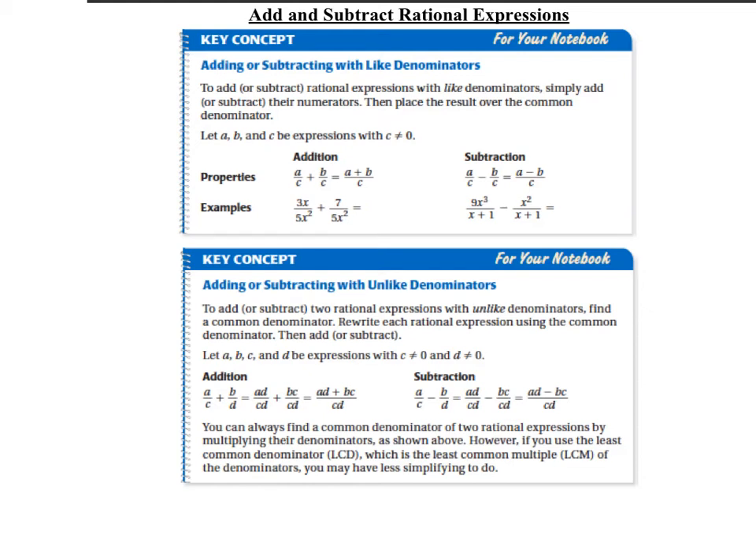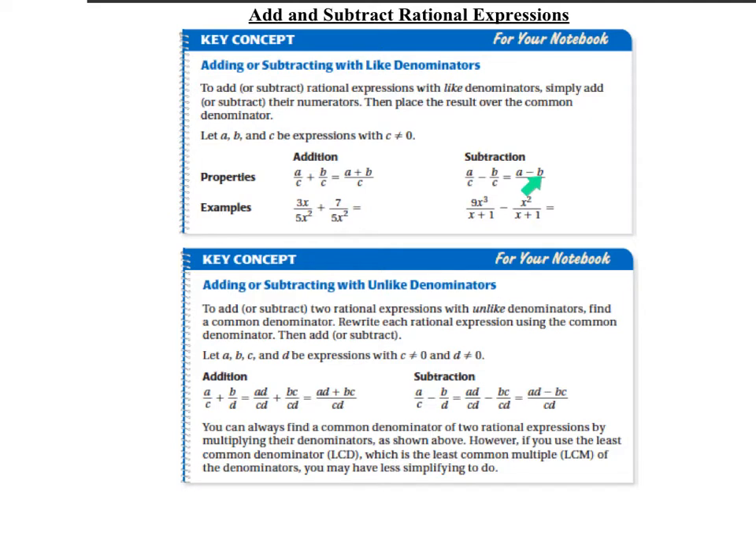Add and subtract rational expressions. In order to add or subtract with fractions, you have to have a like denominator, meaning the bottom of the fraction has to be identical. So if we start with a denominator that is the same, then all we have to do is combine the numerators. So if we have a over c plus b over c, we can combine them into the single fraction where we have a plus b all over a single c.